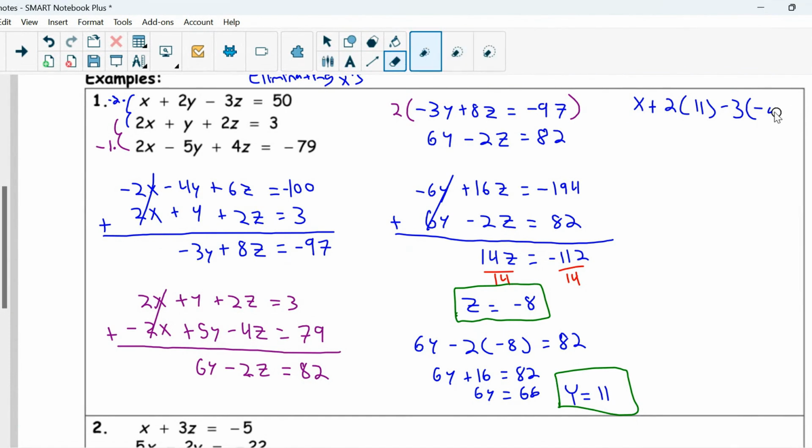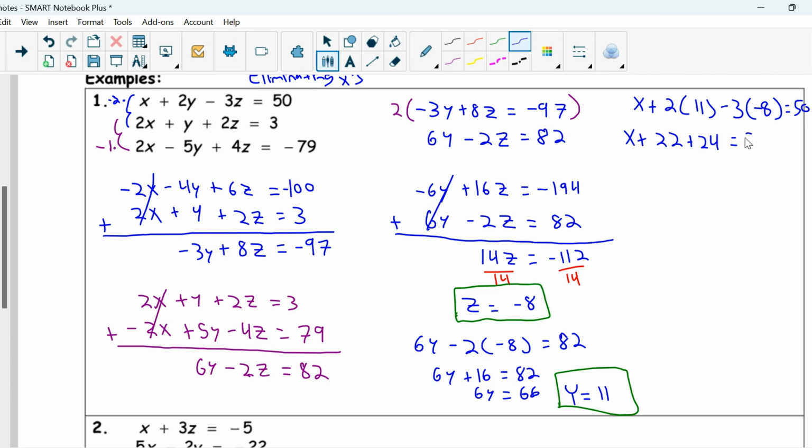Let's try that again. Equals 50. That may be cut off for you guys. So let's go ahead and solve. That'd be x plus 2 times 11, which is 22. Negative 3 times negative 8, which is 24, equals 50. Go ahead and solve here. We got x plus 22 plus 24, which is 46, equals 50. So that gives us x equals 4, which is the last of our 3 variables.